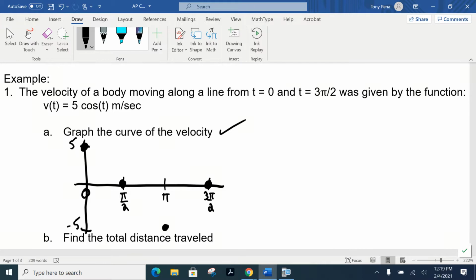Now, we kind of skip some steps. So when we connect these, don't draw these as if it's a line. We all know what the cosine curve looks like. So just kind of sketch it in like so. And then we're going to label this so that we know this is our velocity function.